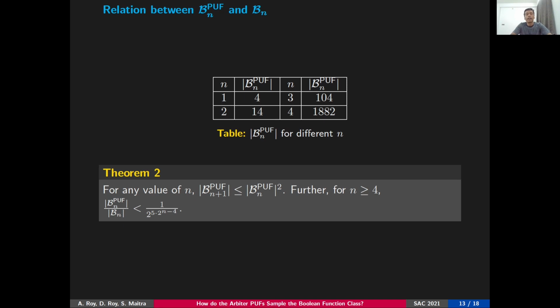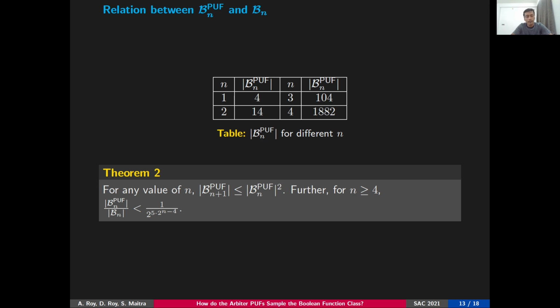Now we have enumerated the set Bn PUF for different values of n experimentally. For n equal to 1, we have seen that there are 4 Boolean functions present in the Bn PUF set. For n equal to 2, there are 14 Boolean functions, for n equal to 3 there are 104 Boolean functions, and for n equal to 4 there are 1882 Boolean functions present in the Bn PUF set. From this observation, we have proved a result that the cardinality of the Bn plus 1 PUF set will be less than or equal to the cardinality of Bn PUF squared.